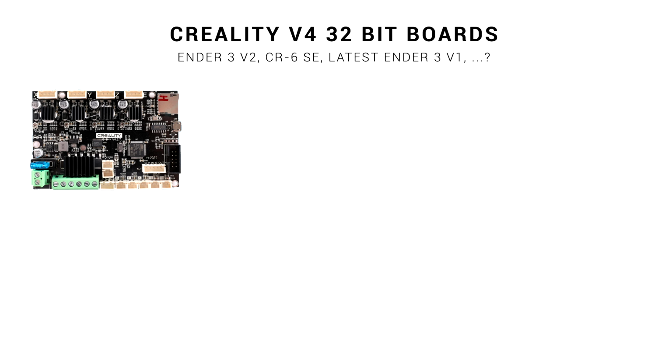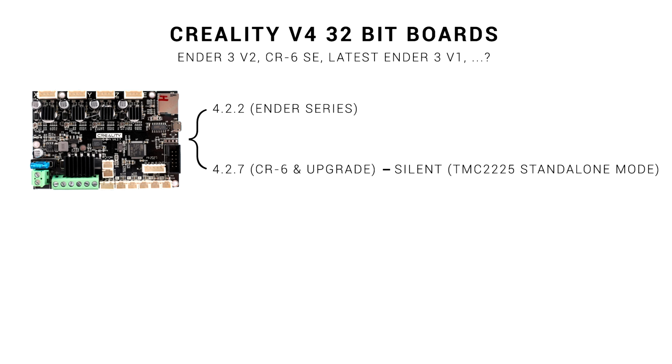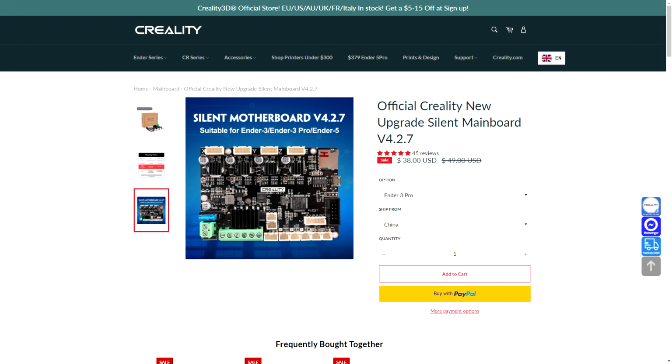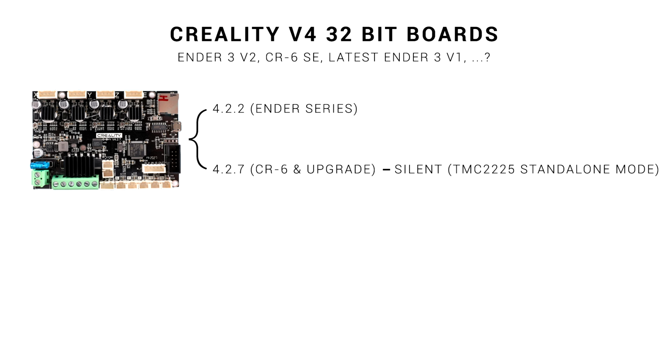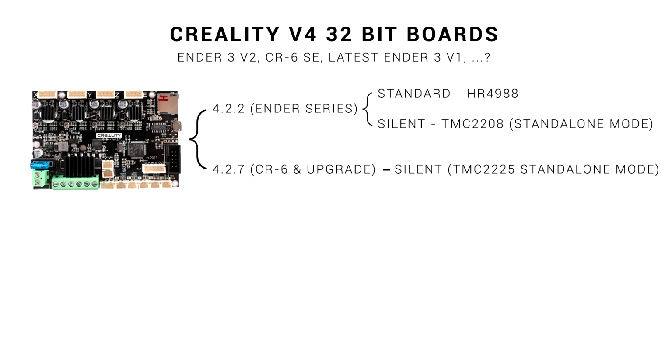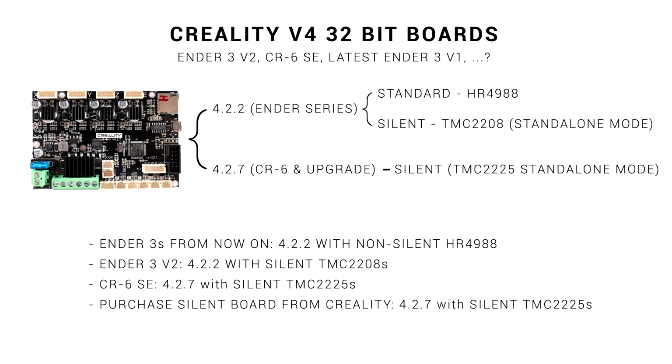So let's clear up the confusion for these new boards and the printers they come on. At the time of recording, the version 4.2.2 will be exclusive to the Ender series 3D printers, and the version 4.2.7 comes on the CR6, and it's also what you get if you order the upgraded silent board from their website. Now the 4.2.7 board is always silent with standalone TMC 2225s, but the 4.2.2 board comes in two variants, a standard version with HR4988 stepper motor drivers, they're the noisy ones, and then the silent version which has TMC 2208s in standalone mode. If we follow this logic, we can work out which printers come with which mainboards, but this is sure to expand in future as Creality adds it to more models.